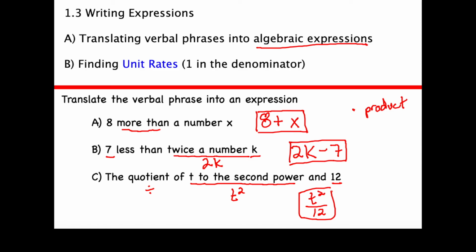Again, that's how we take a verbal phrase. Think about the major parts, whether they say quotient or product, or again, they could say sum, right? If we're talking about addition, or difference. If we're talking about subtraction. Well, there's a lot of different verbal phrases we need to understand when we're talking about algebra.